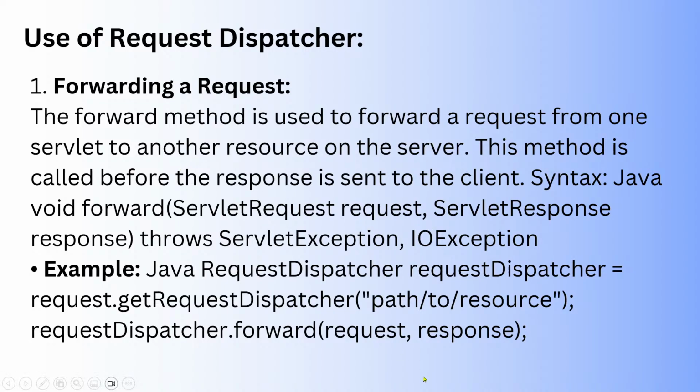So in forwarding you have to provide the path by using this object, that is a request dispatcher. Again, by using this request dispatcher method, we are calling to forward request and response.